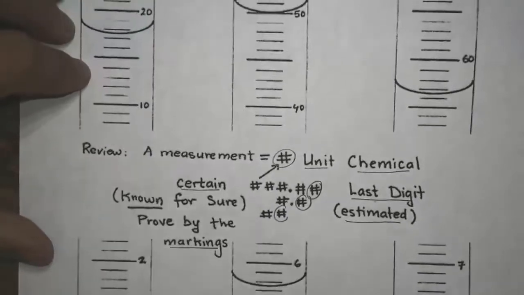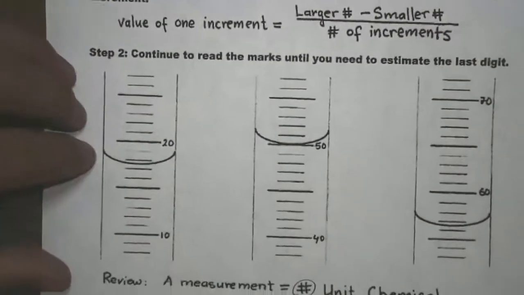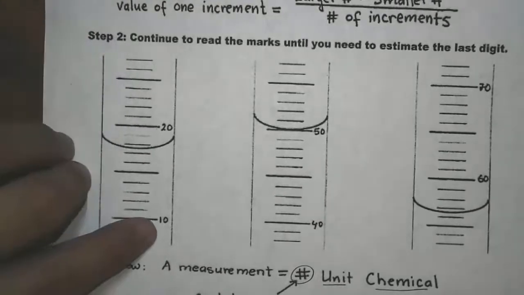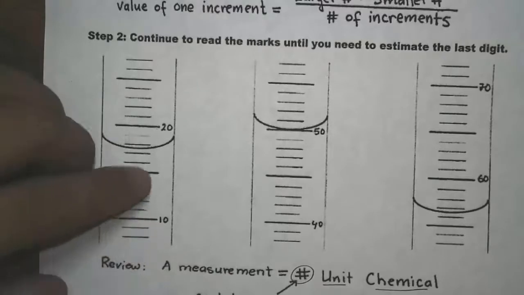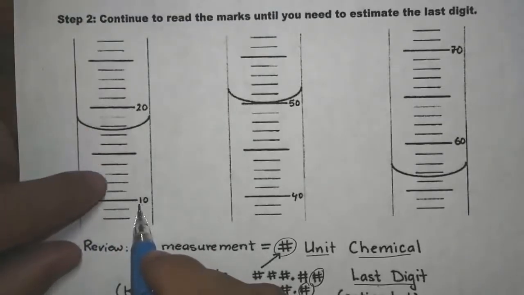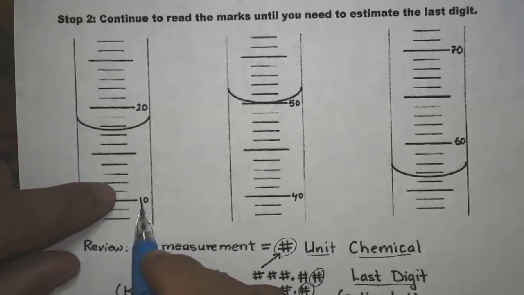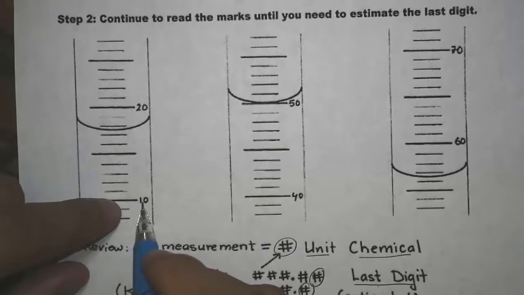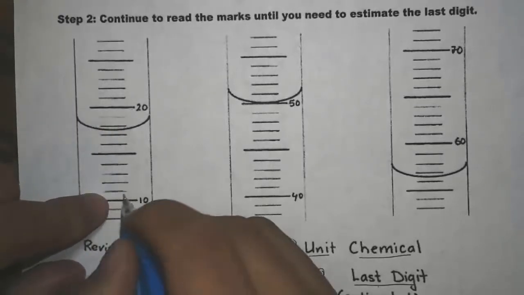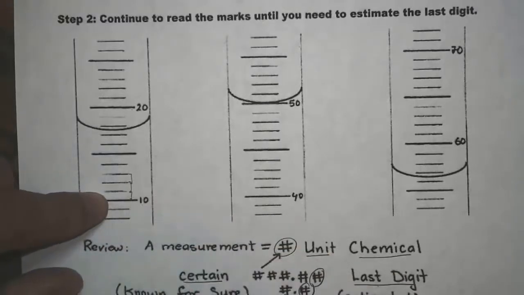Let's look at some specific examples. Here I have a graduated cylinder, specifically a 100 milliliter graduated cylinder. It has two labeled values, 10 and 20. Notice how an instrument doesn't label all the marks on the measurement. So we have 10 and 20. The question is, how do we find the value of one increment, especially the smallest one?